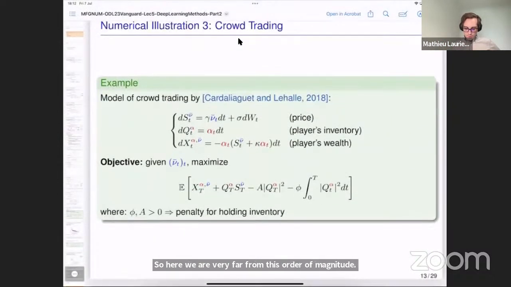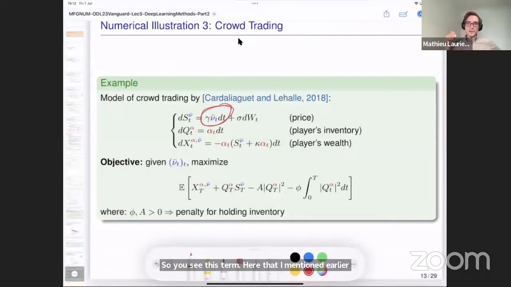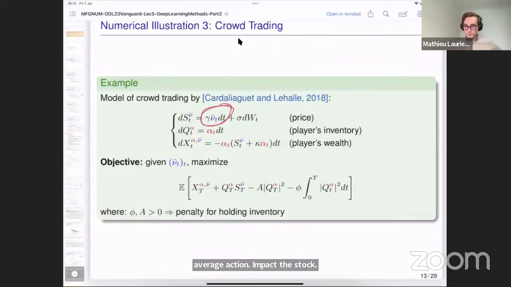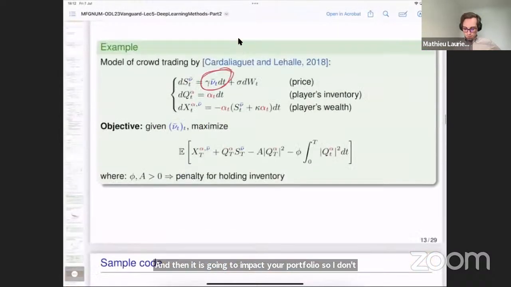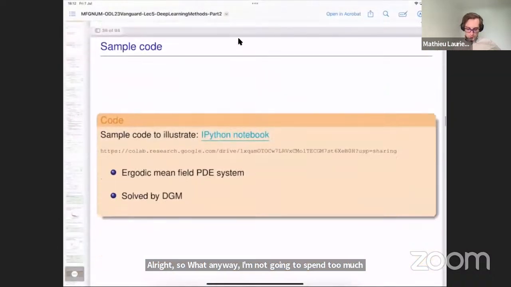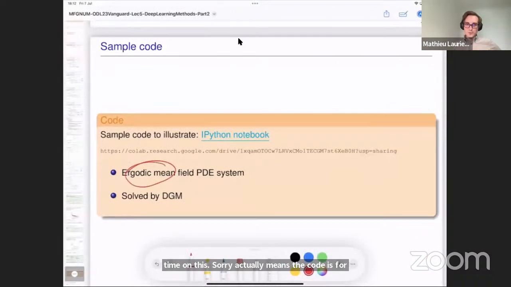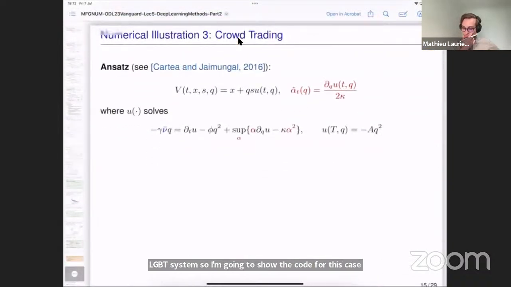Okay, the last example that I want to give, crowd trading. Maybe I will go a little bit quickly. This is another example, but different from the ones I've presented before, where you have some price impact. You see this term here that I mentioned earlier: the average action impacts the stock, and then it is going to impact your portfolio. Actually, we still have 45 minutes. All right, anyway, I'm not going to spend too much time on this. Sorry, actually the code is for the ergodic PDE system. So I'm going to show the code for this case, but let me illustrate this price impact crowd trading model.